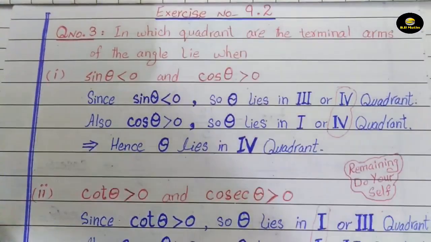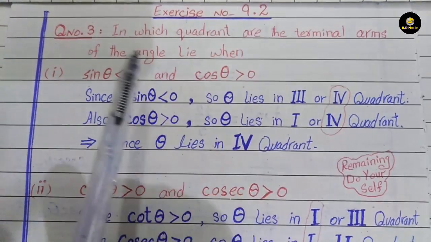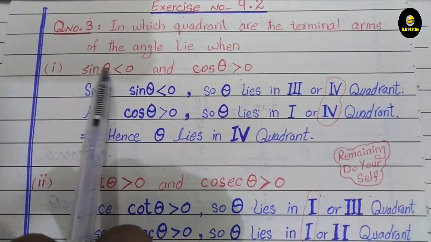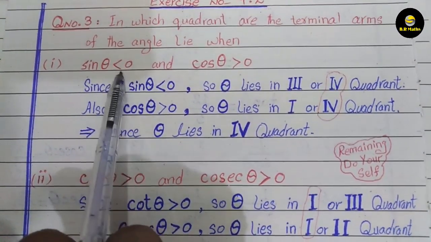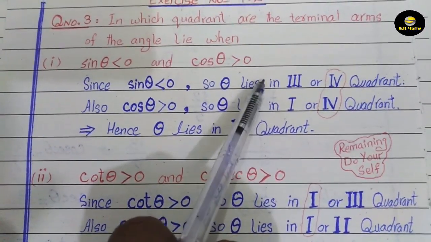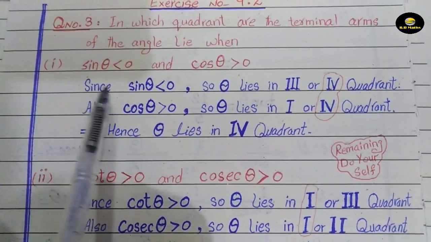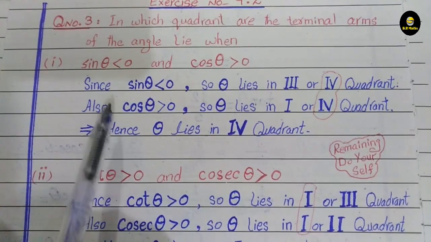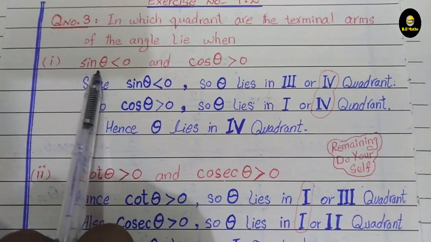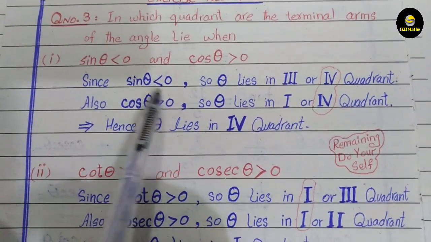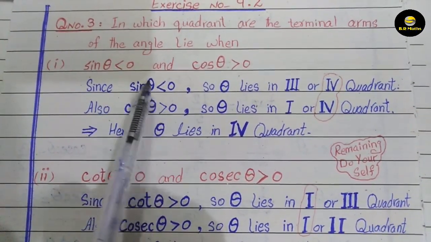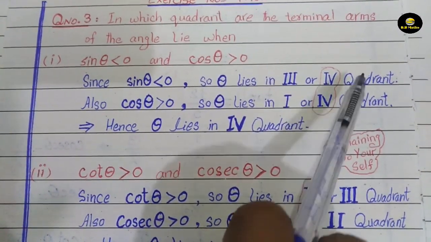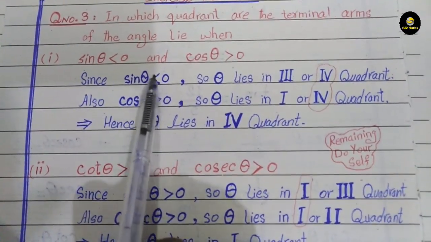Question number 3 is: in which quadrant does the terminal arm of the angle lie when sine theta is less than 0 and cos theta is greater than 0? Students, in the previous lecture we discussed all quadrants and trigonometric relations. The first condition, sine theta less than 0, means negative, so the angle lies in the third and fourth quadrant, because in the first and second quadrant sine theta is positive.